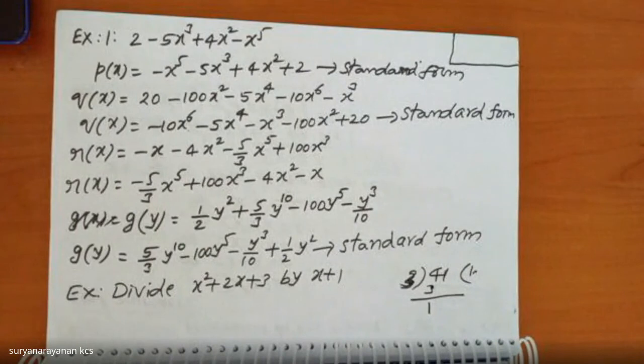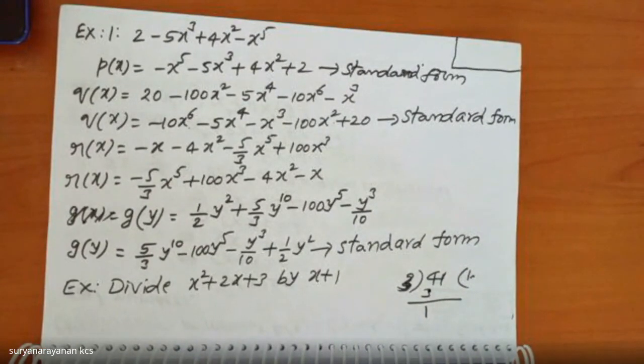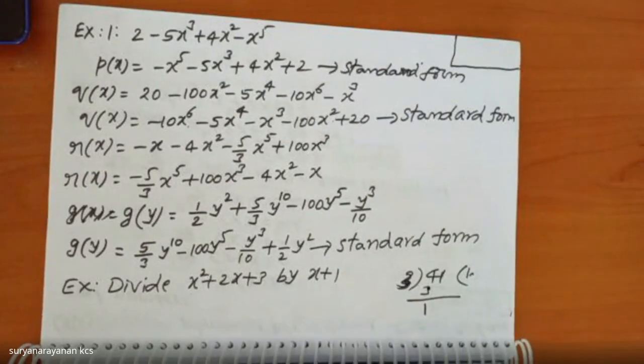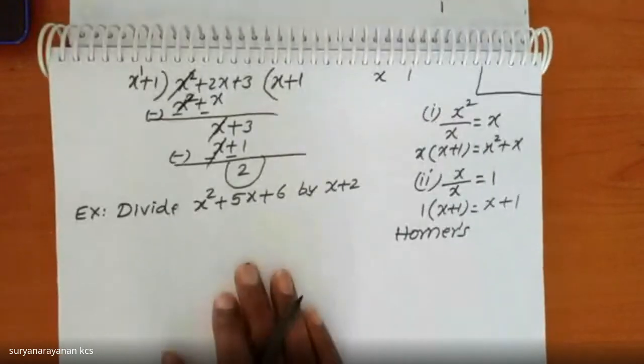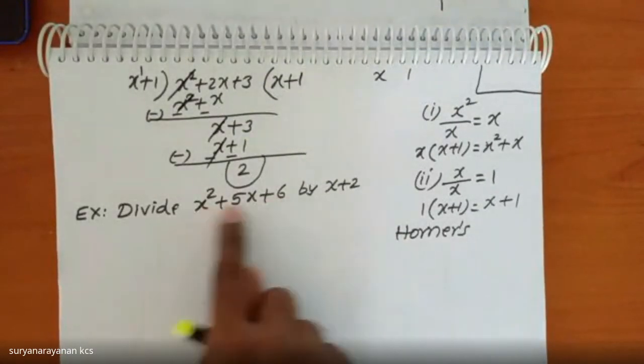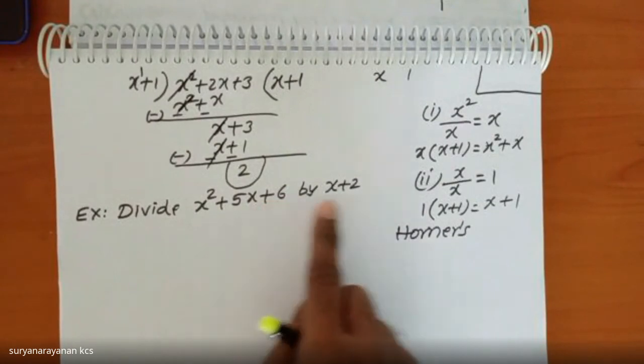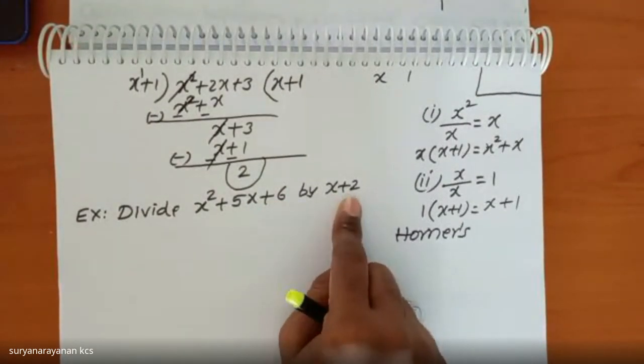The meaning of the polynomial does not change, even though we are rearranging the terms of the polynomial in descending or ascending powers of x. The meaning of the polynomial is the same. So here the polynomial is given in the standard form. This polynomial is also in the standard form.